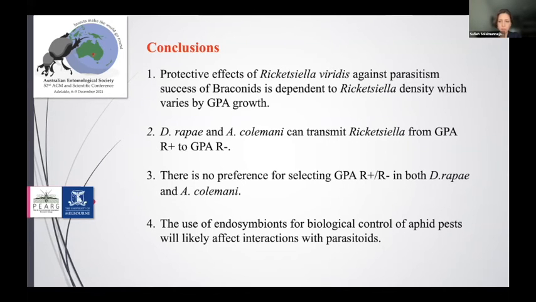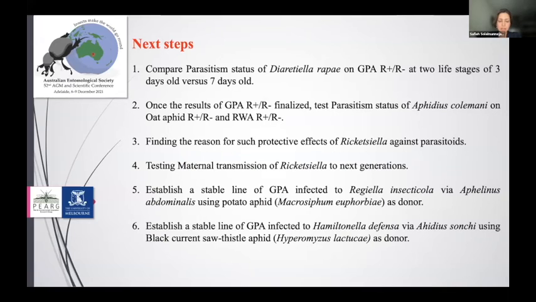As the next step, we would like to compare the parasitism status of Rapier on GPA infected and uninfected at 2 different life stages, 3 days old versus 7 days old. Once the results are finalized, we will go for the Colemanni to check the parasitism status of Colemanni on Russian wheat aphid and oat aphid.